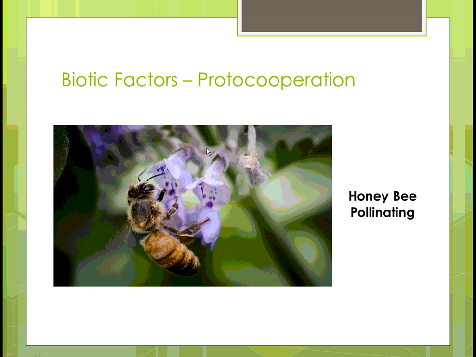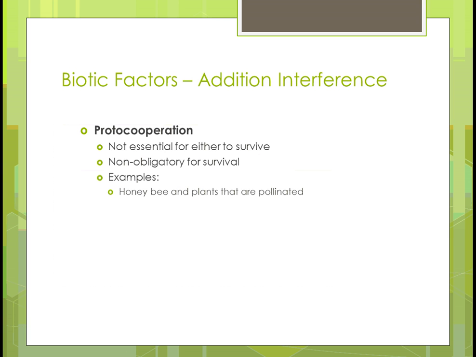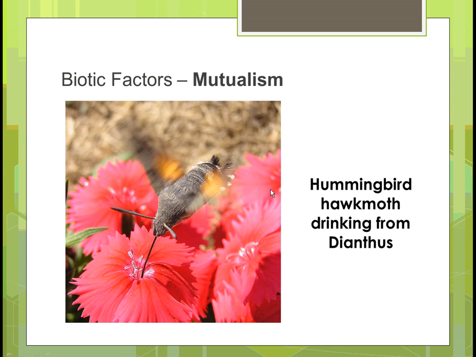Here's an example of protocooperation, a honeybee pollinating a flower. The honeybee benefits because it gets the nectar. The flower gets it because it gets pollinated, and it can grow and create a seed eventually. Protocooperation, like I said earlier, is not essential for either to survive. It's non-obligatory for survival. Basically, it's another way to say the same thing. And then we saw the picture of the honeybee and the plants that it pollinates. And one honeybee will pollinate many, many, many plants.